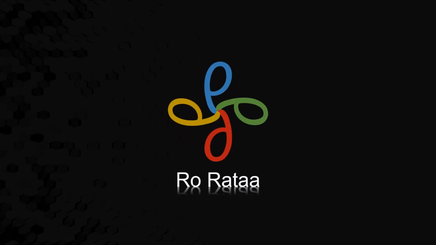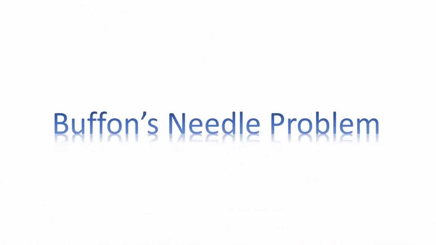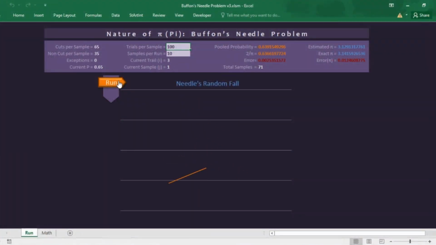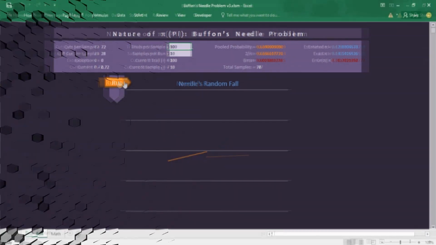Rho Ratar. Buffon's needle problem. In this video, we're going to talk about an experiment associated to the scientific constant pi. The experiment will run through an MS Excel VBA-based visual illustration tool.